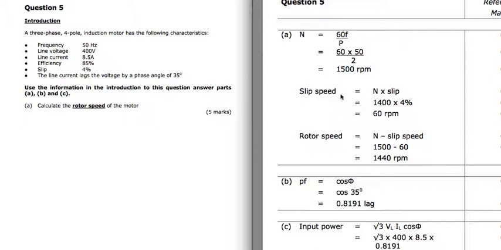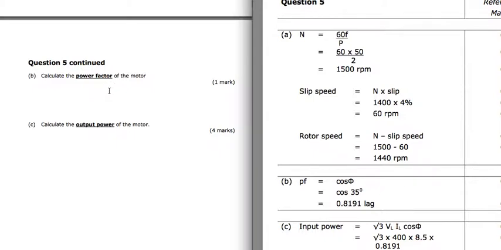So we can find the slip speed. The slip speed is going to be 4% of 1500, and that should be 1500 in there. That's an error in the answer there. So 1500 times 4% gives us 60 RPM. So the rotor speed is going to be 60 RPM less than the synchronous speed. So synchronous speed is 1500, minus our 60 gives us 1440 RPM. And that's the speed that the rotor is going at.